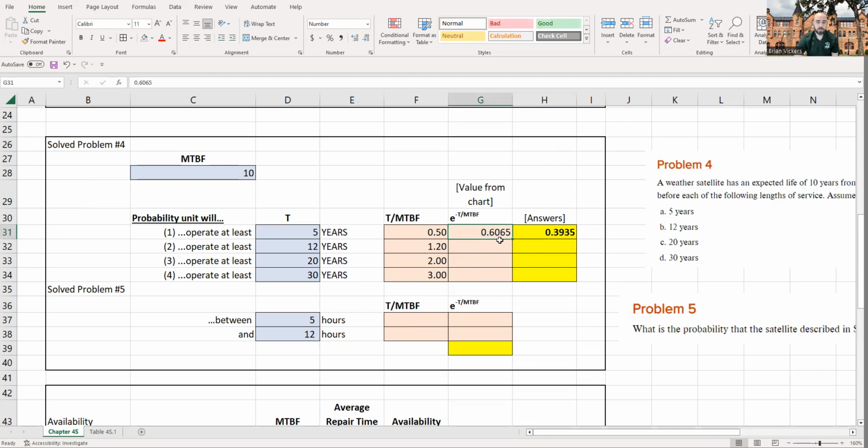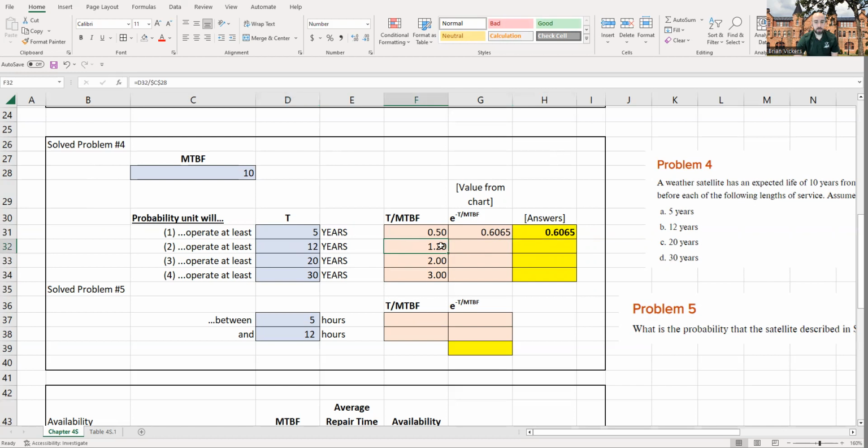There's a 60.65% chance it'll last at least 5 years. Pretty good chance considering the mean time is 10 years. But there's a 39% chance it's going to fail before 5 years. So in this case, it's just going to be equal to this because it's asking not failing before that point, okay, on all of these problems.